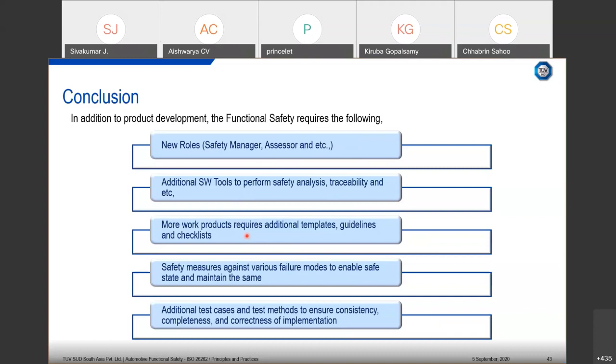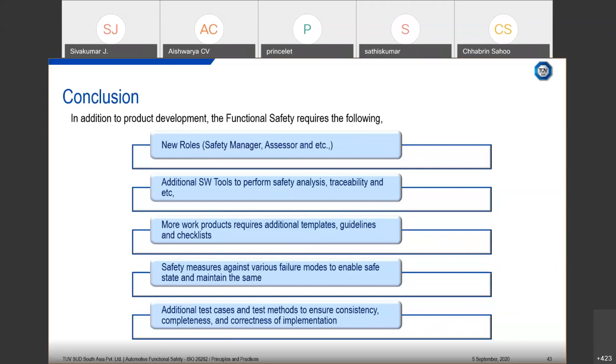And then the safety measures against various failure modes, which you will also be considering at various levels. And then additional test cases and test methods to ensure consistency, because it also says how to derive the test cases and how to perform the various tests at various levels, and at each and every level what needs to be ensured and so on. In that way, that is again an extensive way of working that will bring you the completeness and correctness and implementation of the safety.